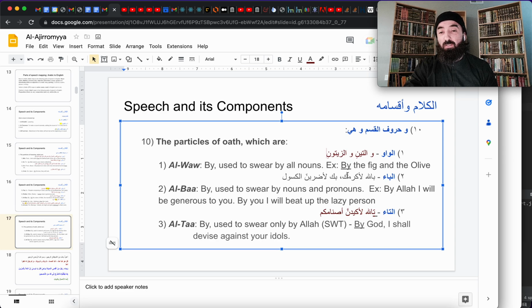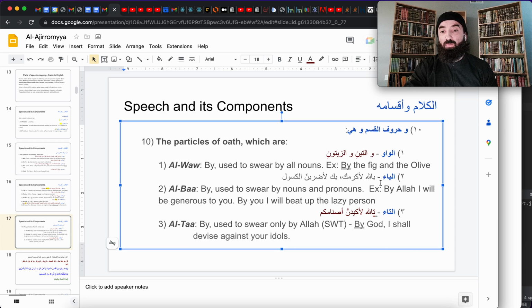For Allah, because He's the Creator, He can swear by anything that He wants. So in this verse, Allah swears by wat-tini waz-zaytun. He swears by the fig tree and the olive tree, right? I hope that's clear. Inshallah, if you have any questions about this, put them in the comments and I will explain. But in a nutshell, al-waw is a particle that can be used to swear by anything.